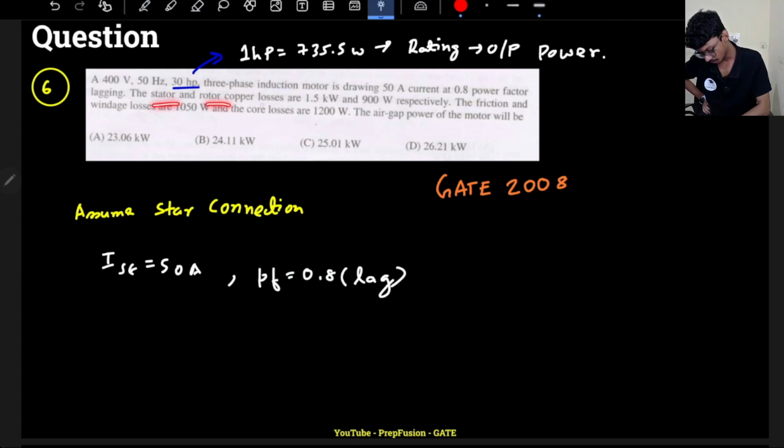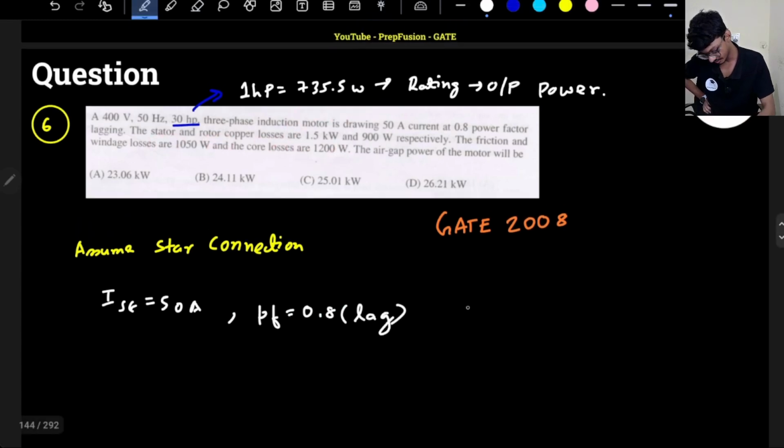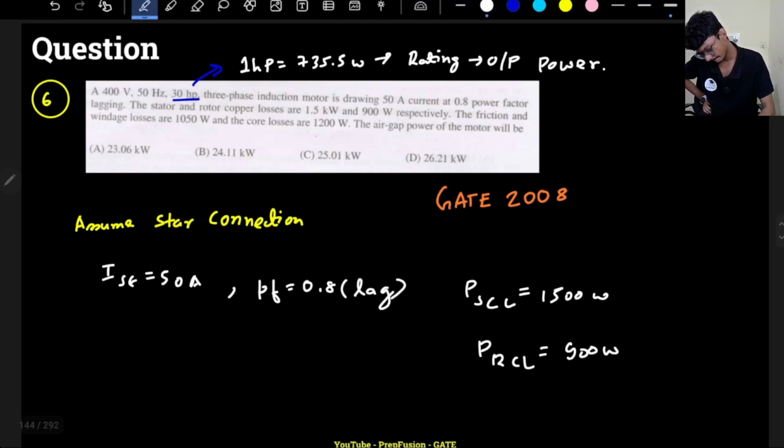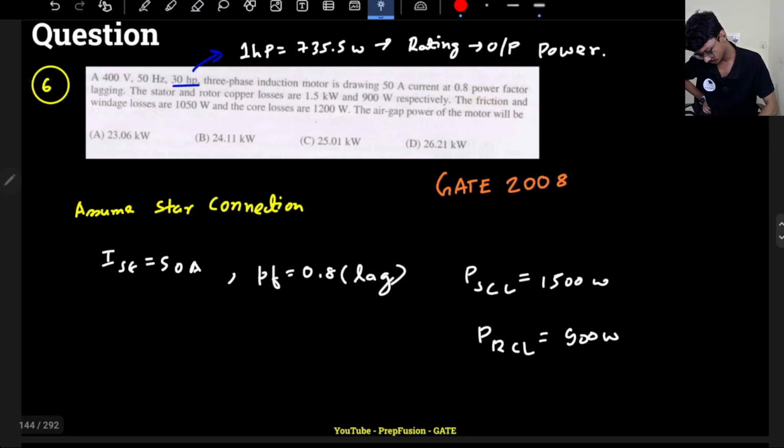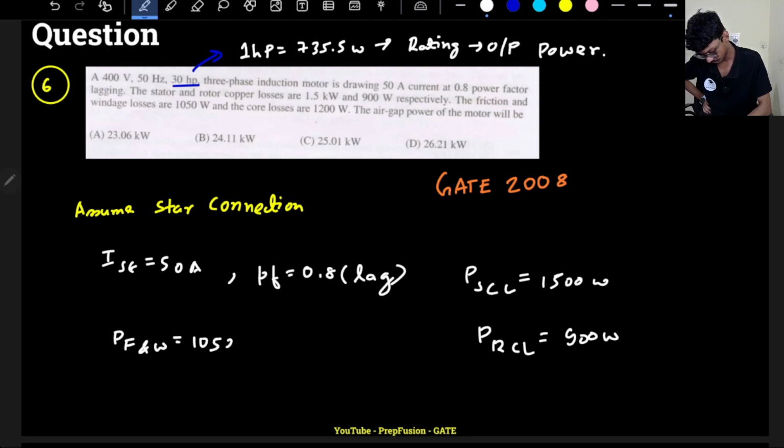The stator copper loss in this same load is 1.5 kilowatts, so it is 1500 watts, and the rotor copper loss is 900 watts. The friction and windage losses are 1050 watts. The core losses are 1200 watts.